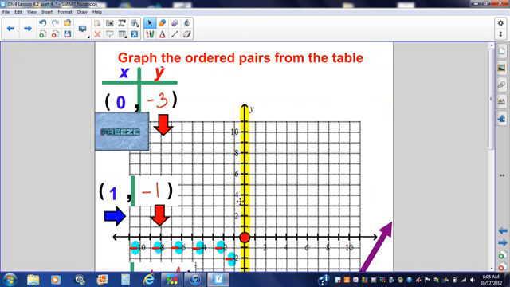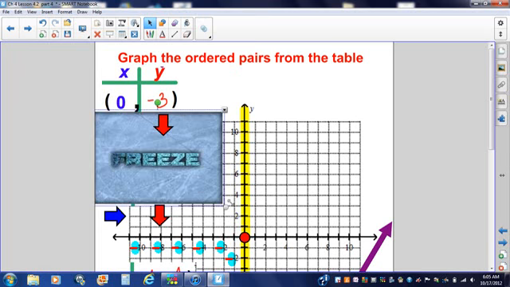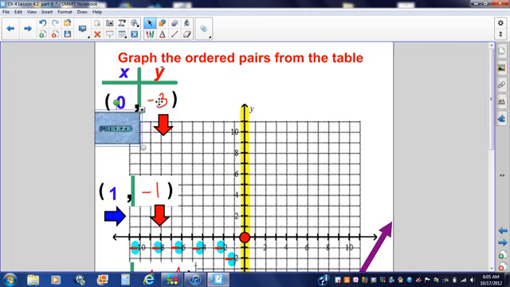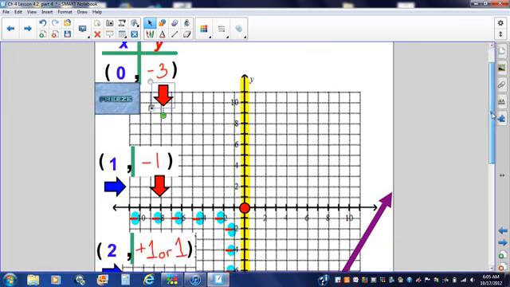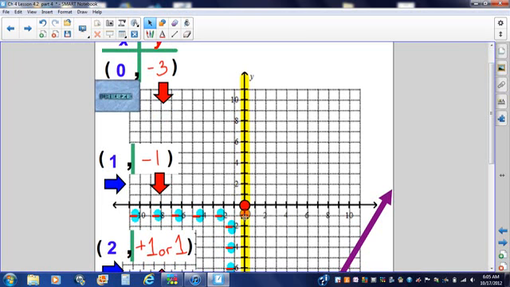All right, so I'm going to start at the origin, the center. 0 means I freeze. I don't go anywhere. Second number is -3. I'm going to go down 3 spots: -1, -2, -3. Put a dot at the ordered pair (0, -3).